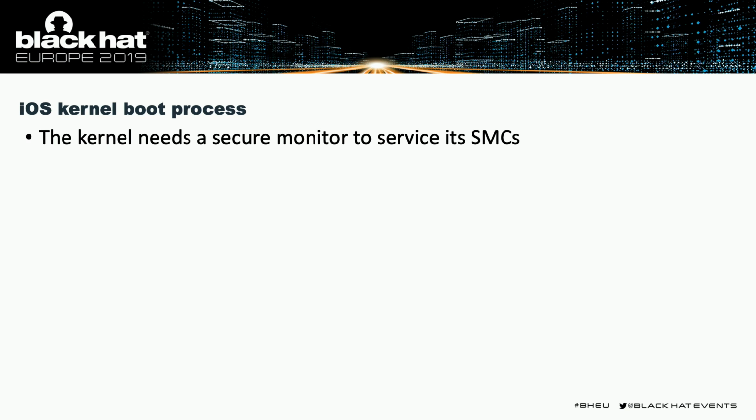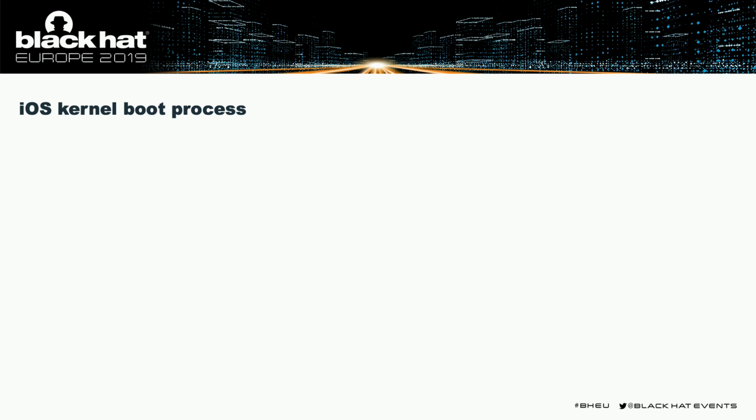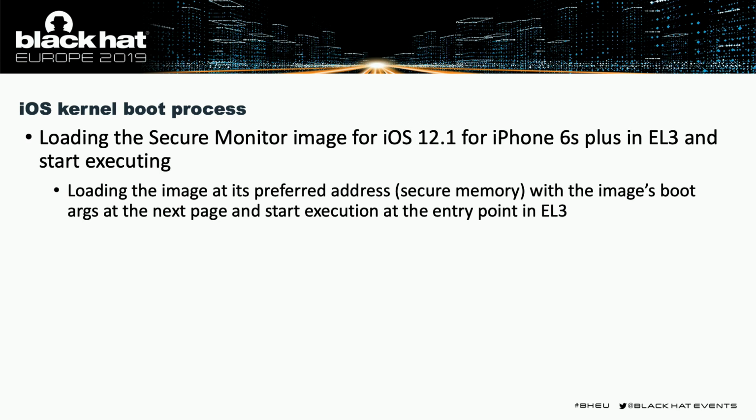All right, so we see that the kernel needs a secure monitor to service its secure monitor calls. So any ideas how we can solve this and continue with kernel execution? What we did was extract the secure monitor image from the software update, load the secure monitor image and the secure monitor boot arguments in the emulated device's secure monitor, and start executing it at its entry point in exception level 3.